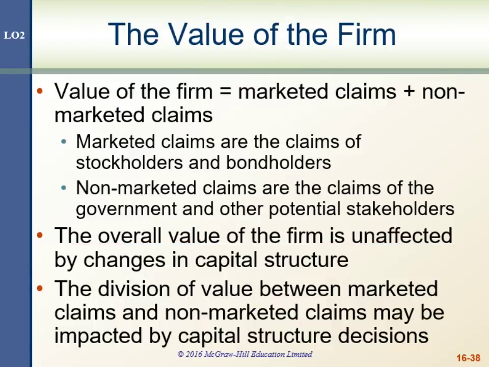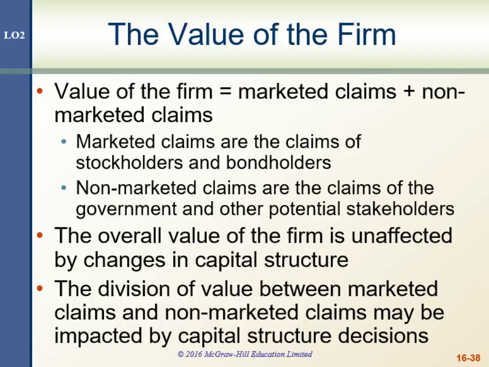Now you're probably thinking about how the bankruptcy costs and tax claims actually enter into the value of the firm, and so we're talking about that here. The value of the firm is essentially all the marketed claims plus all the non-marketed claims on the value of the firm. So the pie is basically made up of 4 quadrants. 2 of them are marketed claims, the claims of the stockholders and bondholders, and the non-marketed claims are the claims of the government for taxes and other potential stakeholders. So presumably the accountants and lawyers in the bankruptcy case might fit into that category.